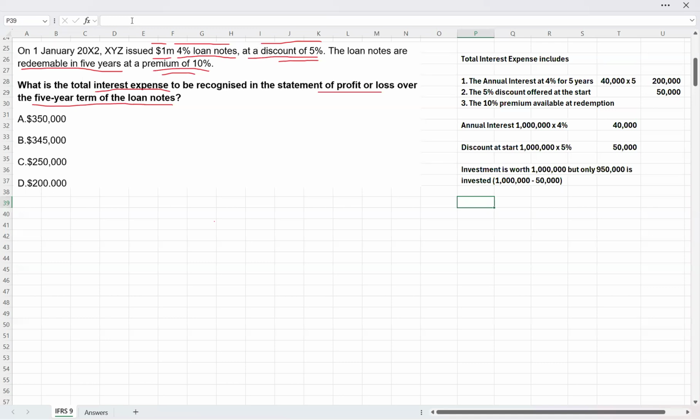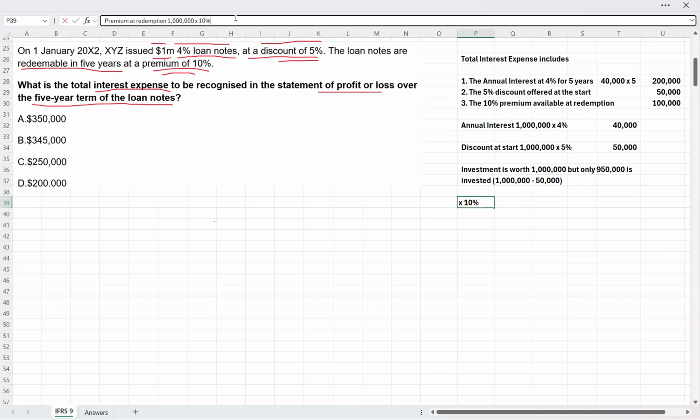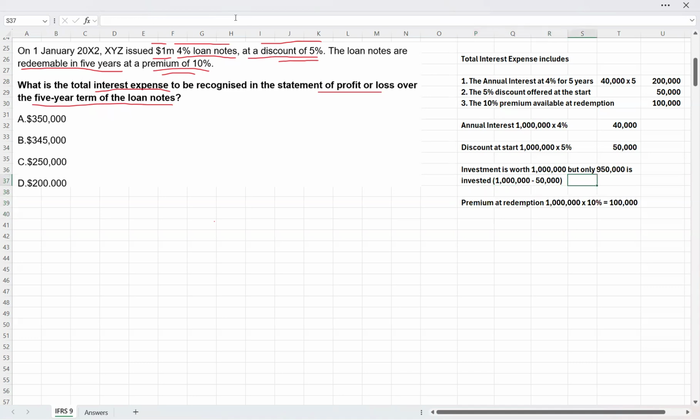The third thing is going to be the premium at redemption. The premium at redemption is 1 million into 10%. So they are making it really tempting. So let's see, that is going to be 100,000. So overall, the interest is going to be the sum of these three values. I will just write it here as well, so that you could make the connection. It's 100,000.